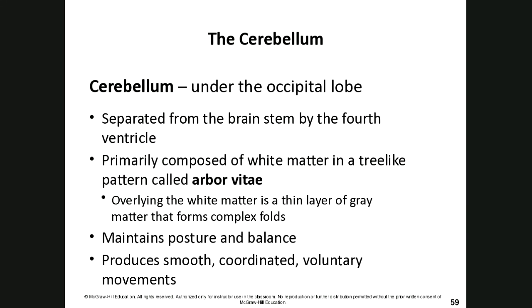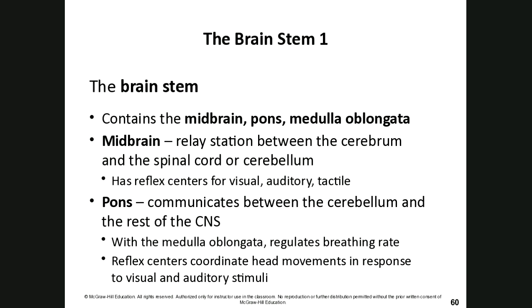Cerebellum is under the occipital lobe, separated from the brainstem by the fourth ventricle. It has this white tree-like matter that we call the arbor vitae, and the job of your cerebellum is to maintain posture and balance. When you become drunk, intoxicated, it is your cerebellum that is mostly affected. So people who have had heavy amounts of alcohol cannot stand upright. It's why they have a poor time maintaining their balance, and that's called ataxia.